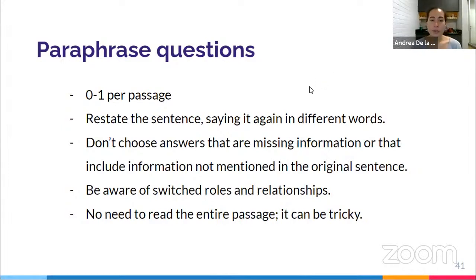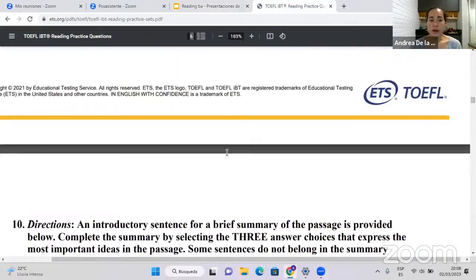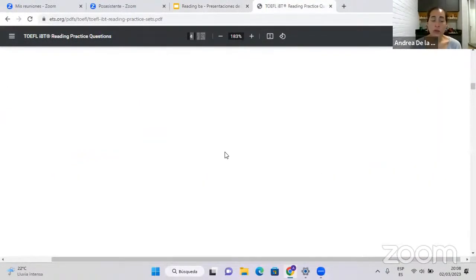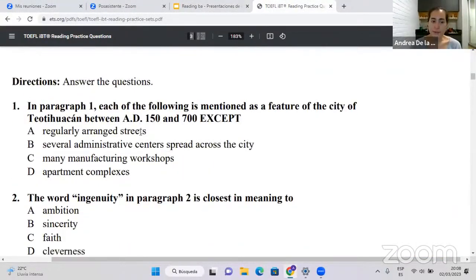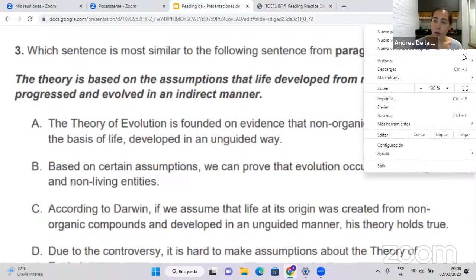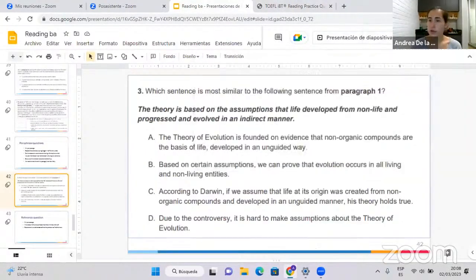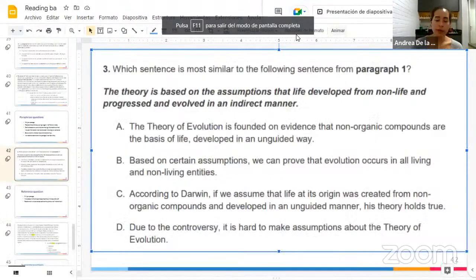So now, what I really like about this specific question is that you don't need to read the entire passage. It's pretty straightforward. It doesn't take up a lot of time. So let's see an example of a paraphrase question. We're not working with the passage we were doing about the Teotihuacan because I didn't find any paraphrase questions in this set. Remember that for paraphrase questions, you can have none or 1 per passage, from 0 to 1. So in that case, we didn't have any. But we're going to work with a different one.